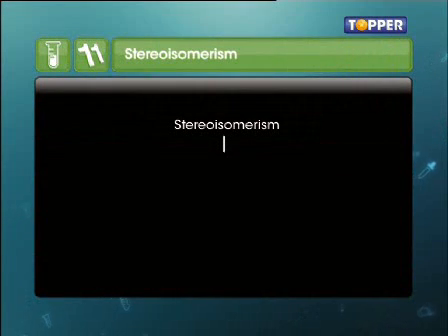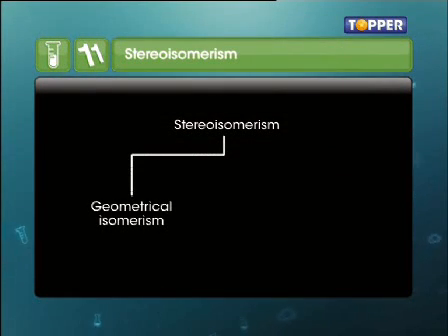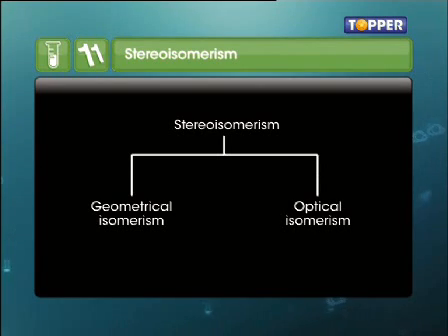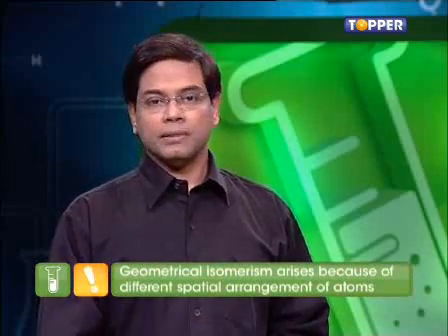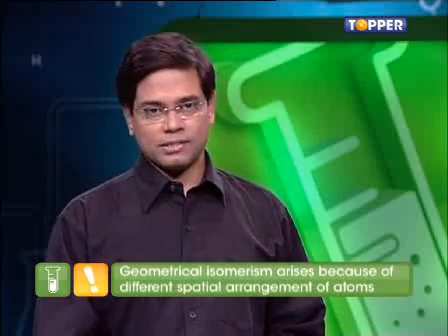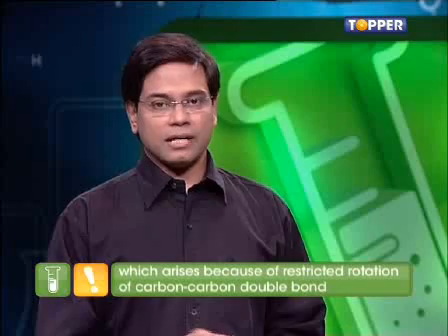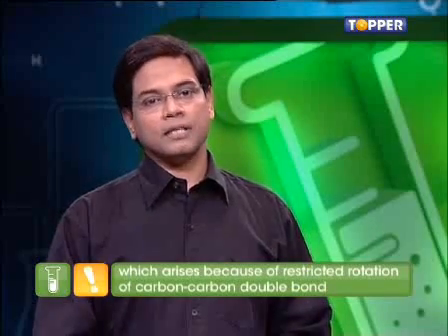There are two types of stereoisomerism, namely geometrical isomerism and optical isomerism. Let's begin with geometrical isomerism. Geometrical isomerism arises because of different spatial arrangement of atoms. This happens because of the restricted rotation of the carbon-carbon double bond. But geometrical isomerism can also arise from ring structures where the rotation of bonds is greatly restricted. Molecules exhibiting geometrical isomerism are called geometrical isomers.